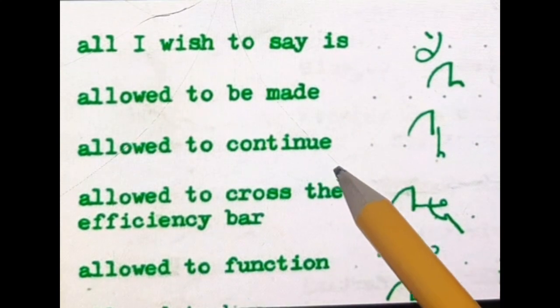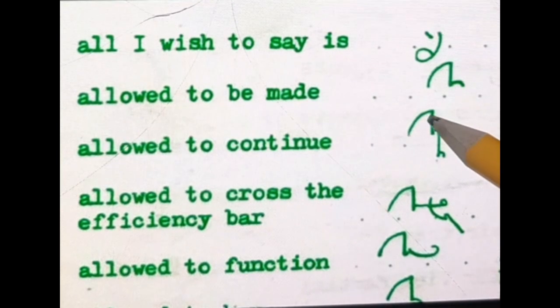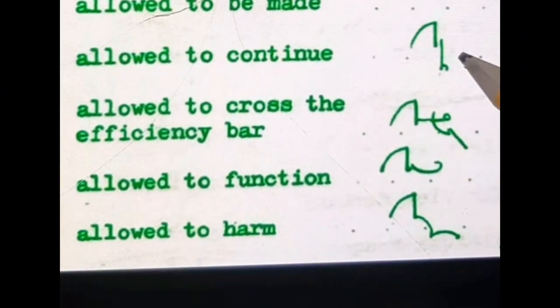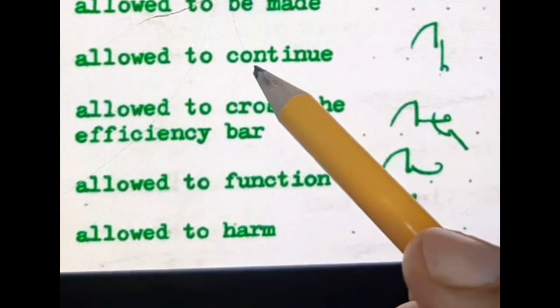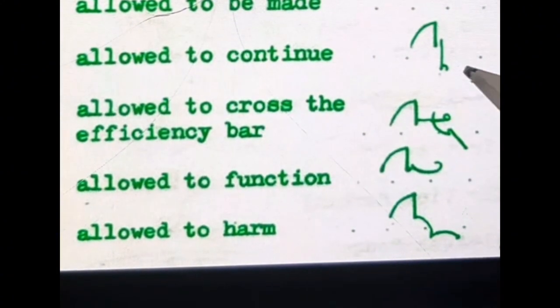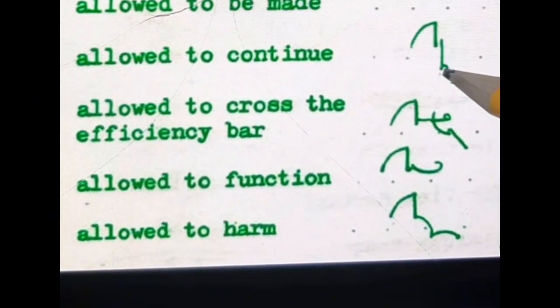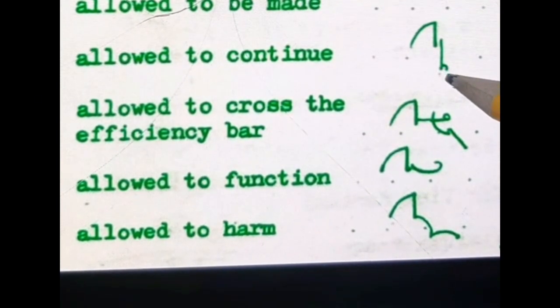Next allowed to continue. Allowed. This is a L stroke. This is T stroke which shows allowed. 2 is omitted. Continue. This is a T stroke. C-O-N con. Con is omitted. This is rule. This is T stroke. New. This shows a new. Continue.